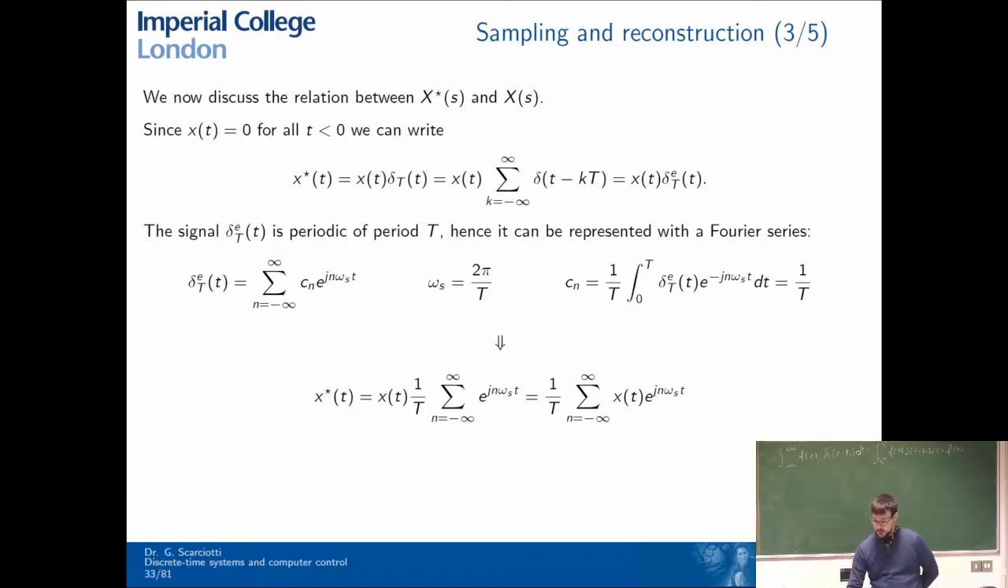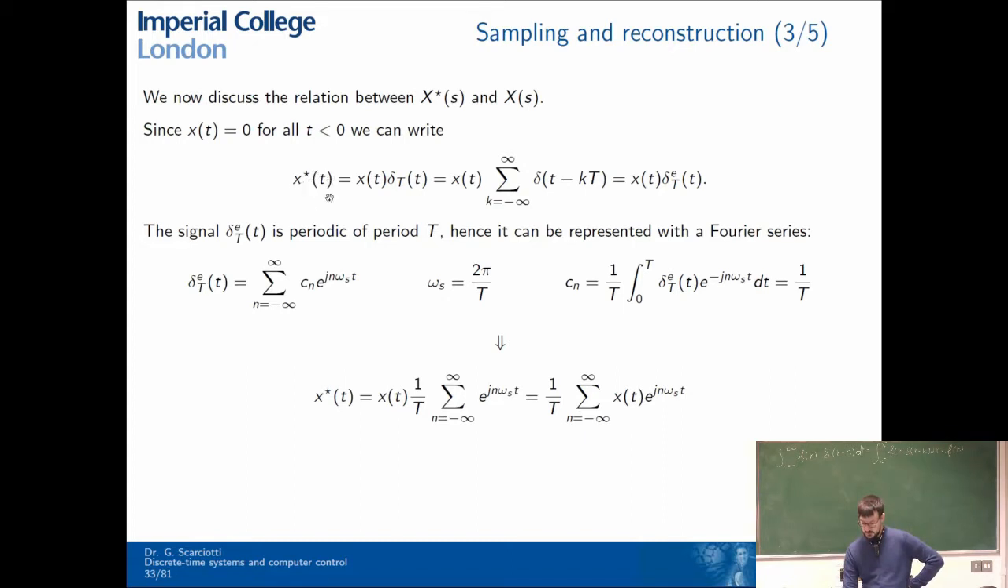In the next part of the lecture, what we're going to investigate is the relation between x star of s and x of s, to try to understand better what this x star of s is, and most importantly, because by investigating this relation we'll obtain a theorem, the Shannon theorem, that gives us an indication on how to choose the sampling time. Okay?